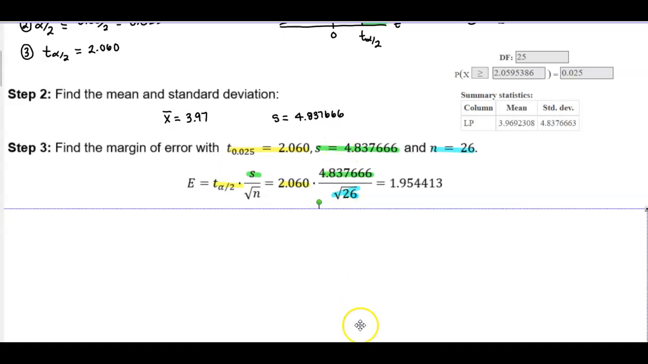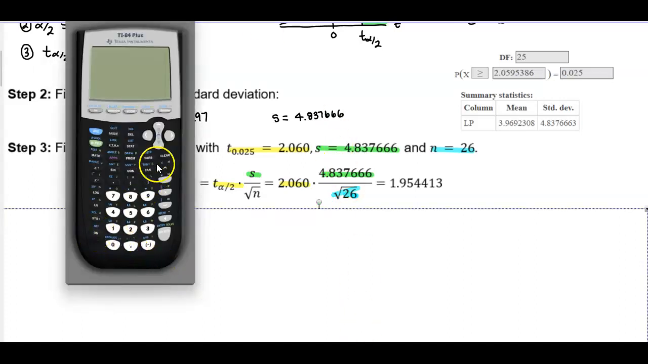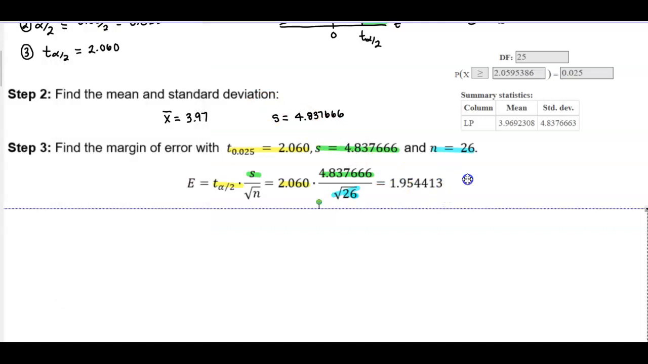So let's go ahead and do that. So on our calculator, we have 2.060 times 4.837666. Okay, and then we're going to take that value and then divide it by the square root of 26. And that gives us 1.954413. That's to 6 decimal places.